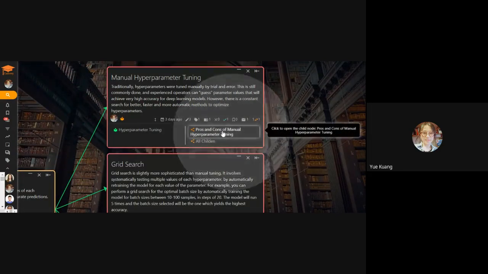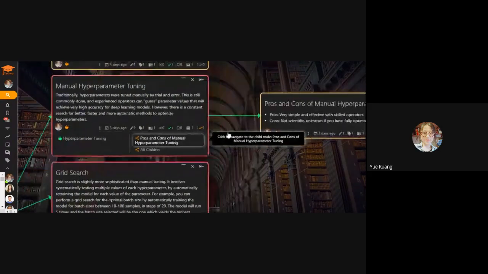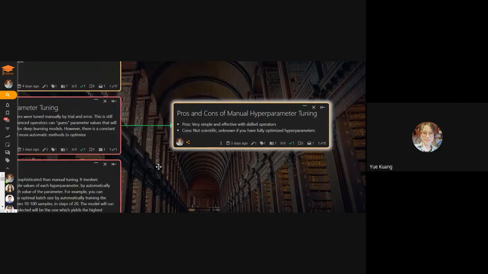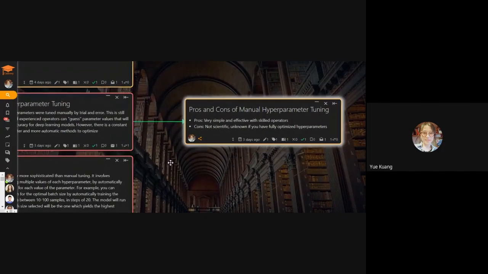And then I will introduce the pros and cons for each method. So for manual hyperparameter tuning, the pro is that it is very simple and effective with skilled operators, and the con is that it is not scientific, and you will not know if you have fully optimized the hyperparameters.